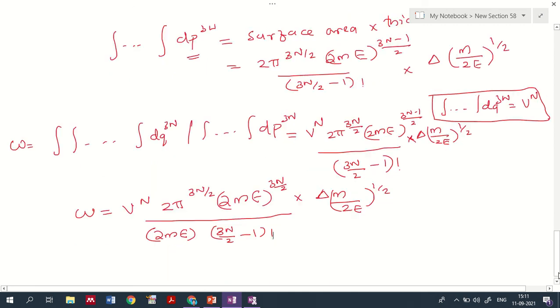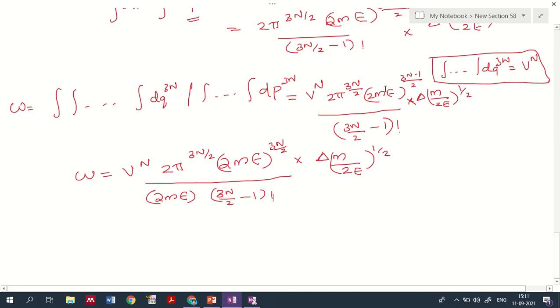In this step, what I have done is that I split 2me raised to 3n minus 1 by 2 into 2me raised to 3n by 2 and 2me raised to minus 1. So 2me raised to minus 1 means I can take that into the denominator. Okay, so I got this representation in this fashion.